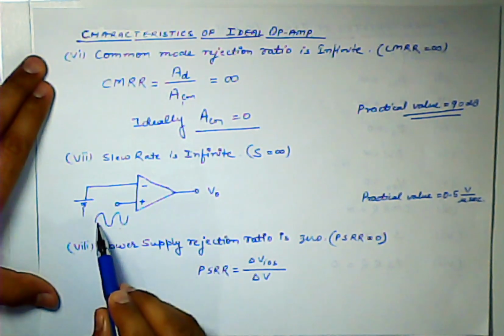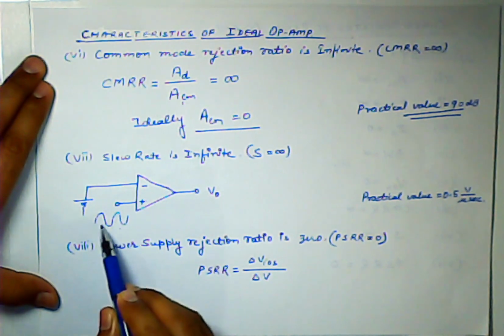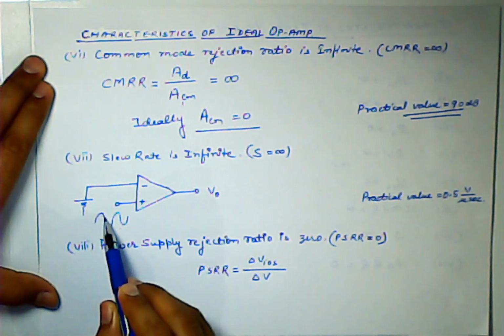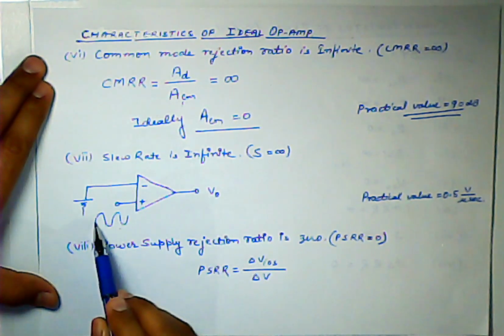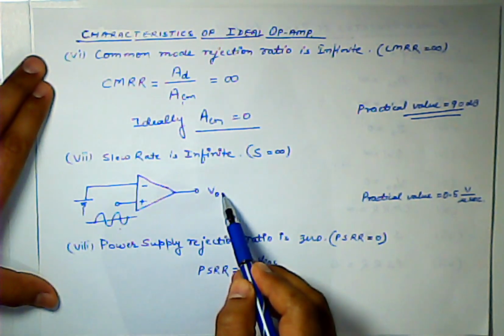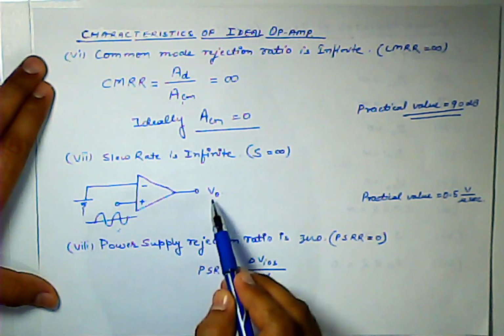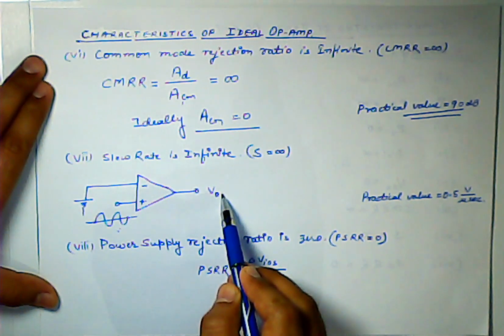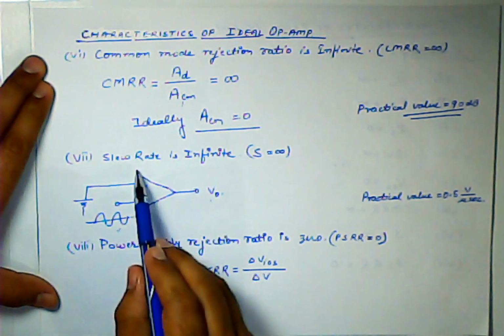We can see input is continuously changing from 0 to the peak value, then to a negative peak, then to another positive peak, then negative peak. So input is changing continuously, so output must change simultaneously with the change in input. This particular condition is checked by slew rate.